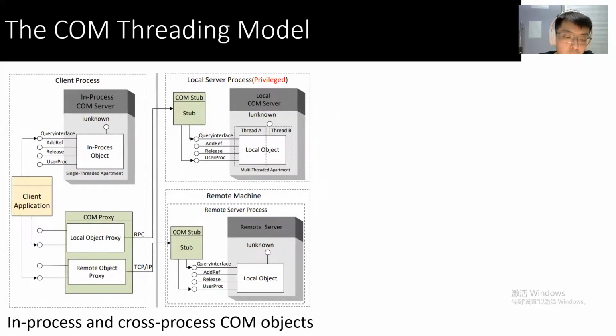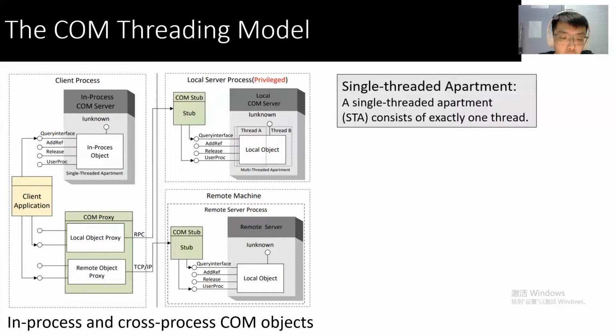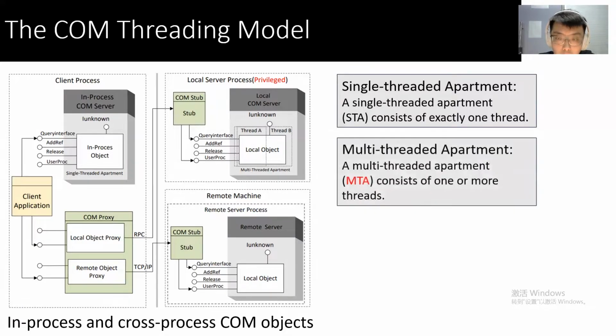There are three types of threading models in COM. First is single-threaded apartment. A single-threaded apartment consists of exactly one thread. A COM object in an STA can receive interface method calls from the only thread in an STA. Second is the multi-threaded apartment.